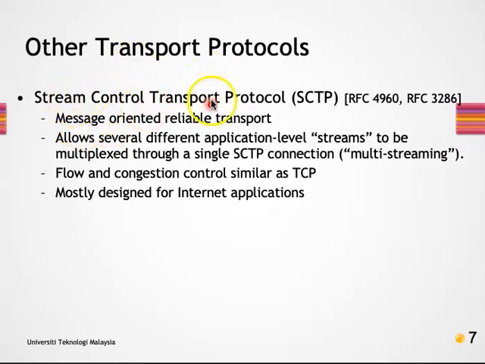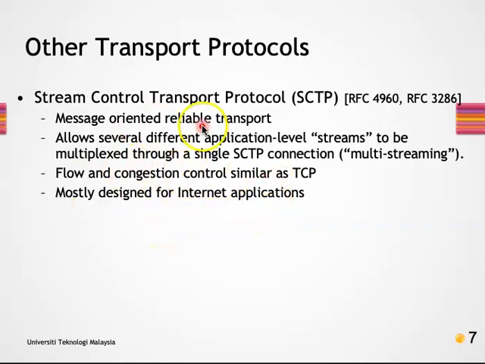The purpose of the Stream Control Transmission Protocol is to be used for message oriented applications, because it allows several different application level streams to be multiplexed through a single SCTP connection, or in other words, SCTP allows multi-streaming. So this is for newer applications such as voice over internet. Basically, it combines the best features of UDP and TCP. The flow and congestion control is similar to TCP, and it is mostly designed for internet applications.